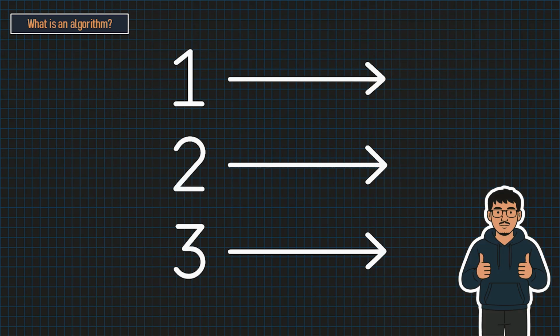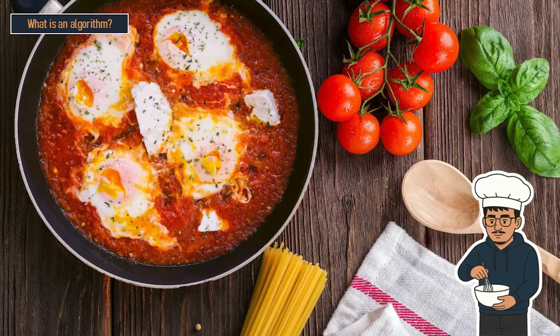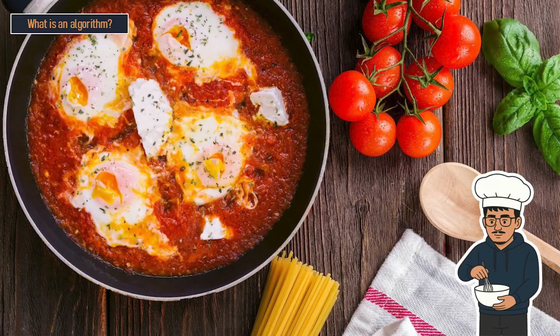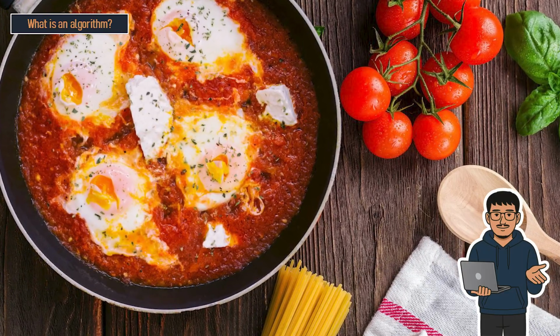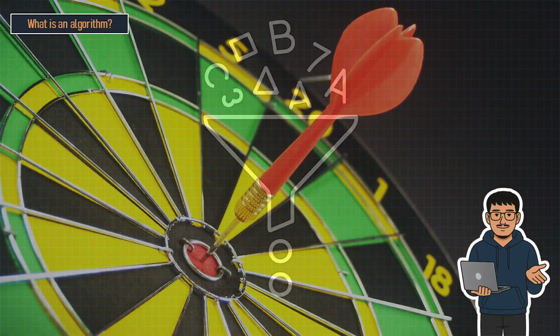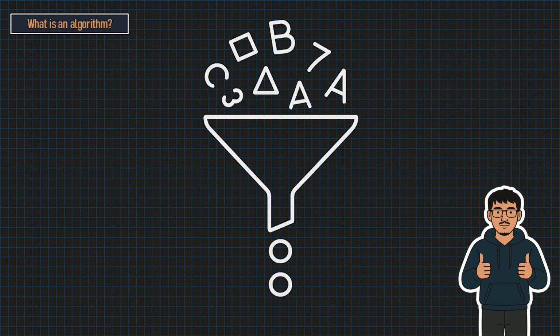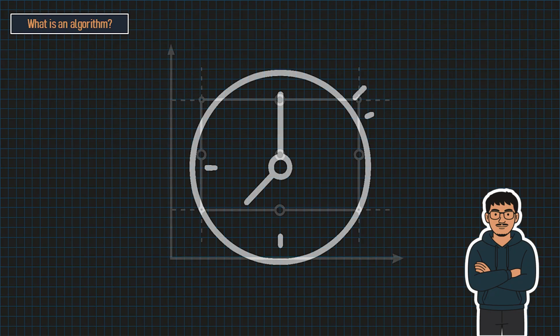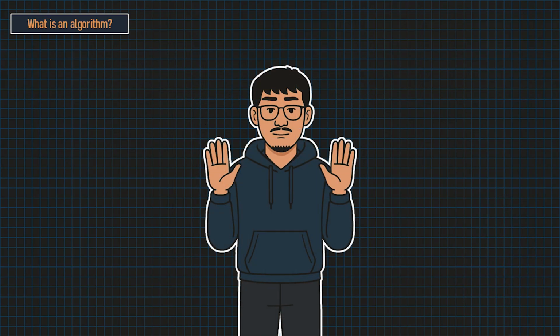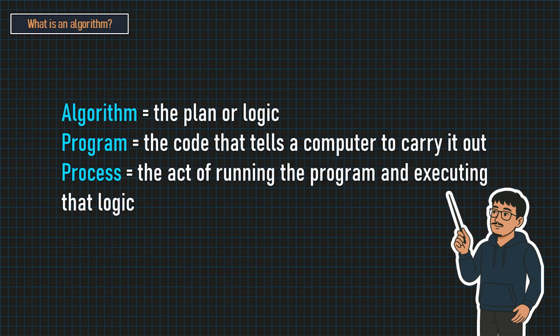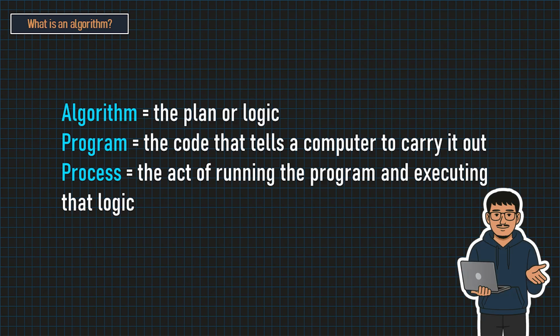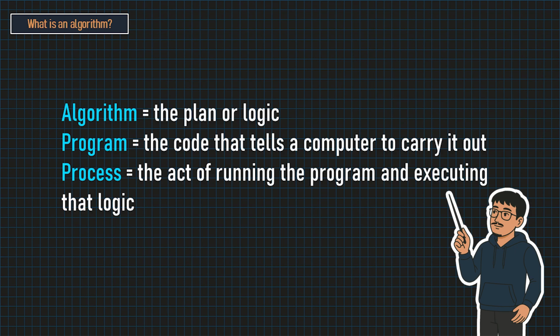Sometimes we explain algorithms with everyday examples, like a recipe, because it's easier to picture. But in computer science, algorithms are usually much more precise than that. They need to work for all valid inputs, account for edge cases, and be efficient. So just to be clear, an algorithm is the plan or the logic, the program is the code that tells the computer to carry it out, and the process is the act of running the program and executing that logic.